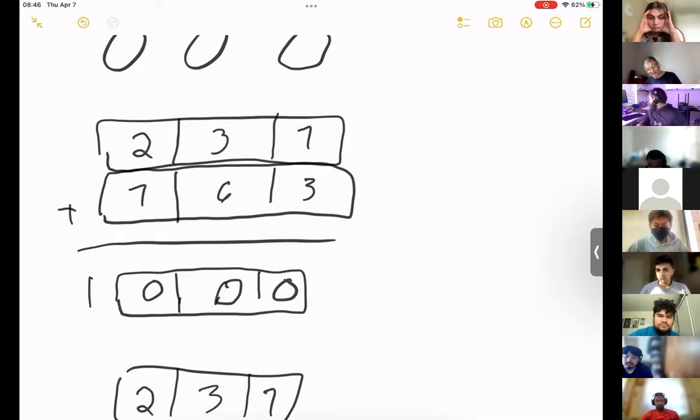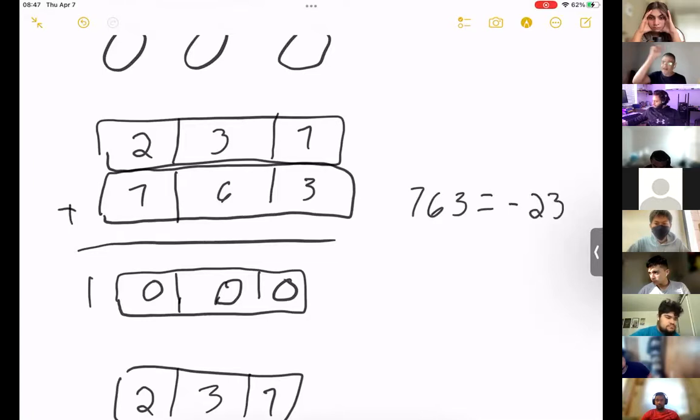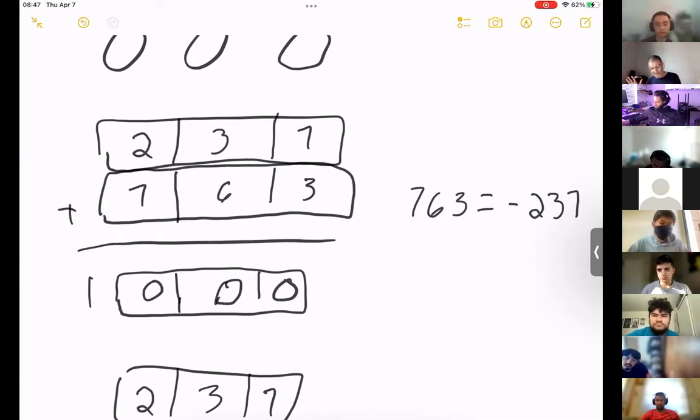Getting our mind around that is hard, because we're staring at an obviously positive number, 763, and we're saying we're going to treat that number as a negative number. It's negative 237 because if I add it to 237, I get all zeros and the 1 is carried over and tossed. Is that okay?